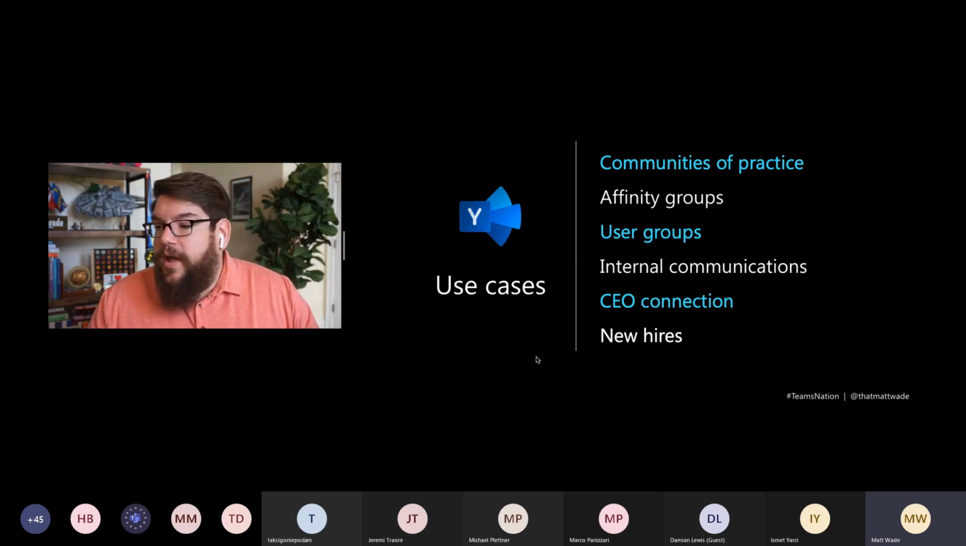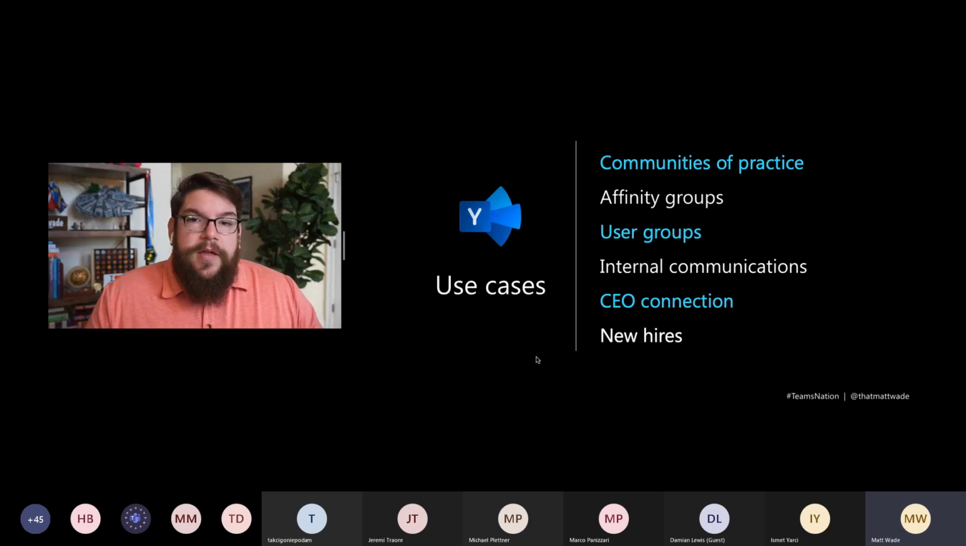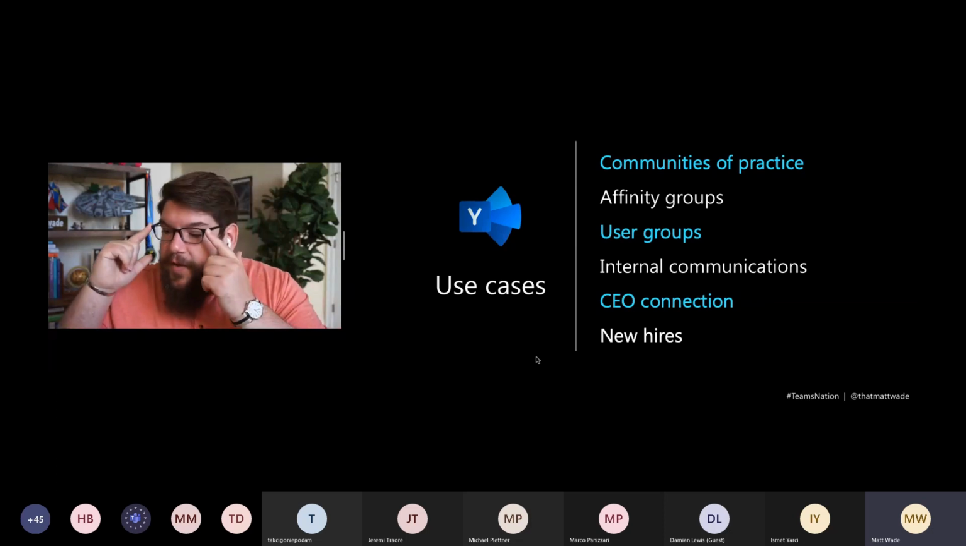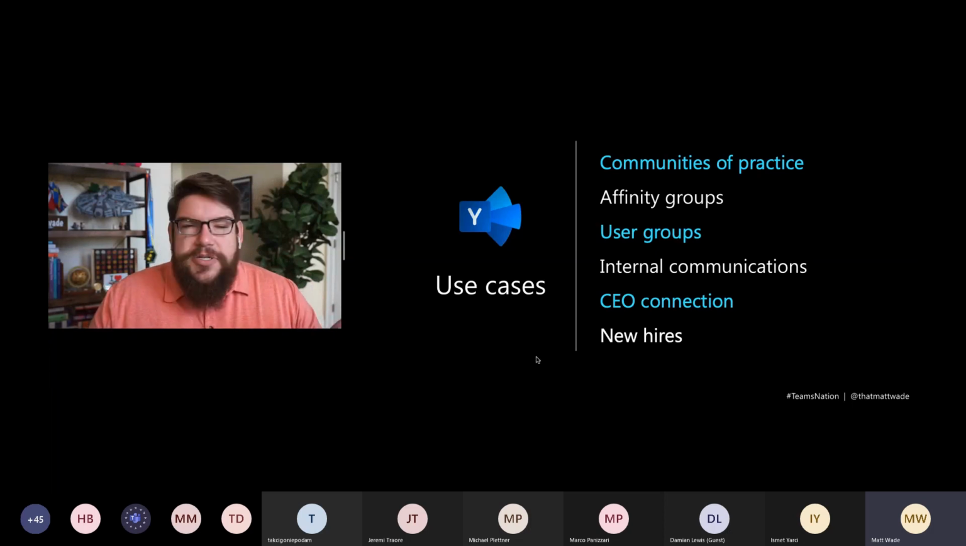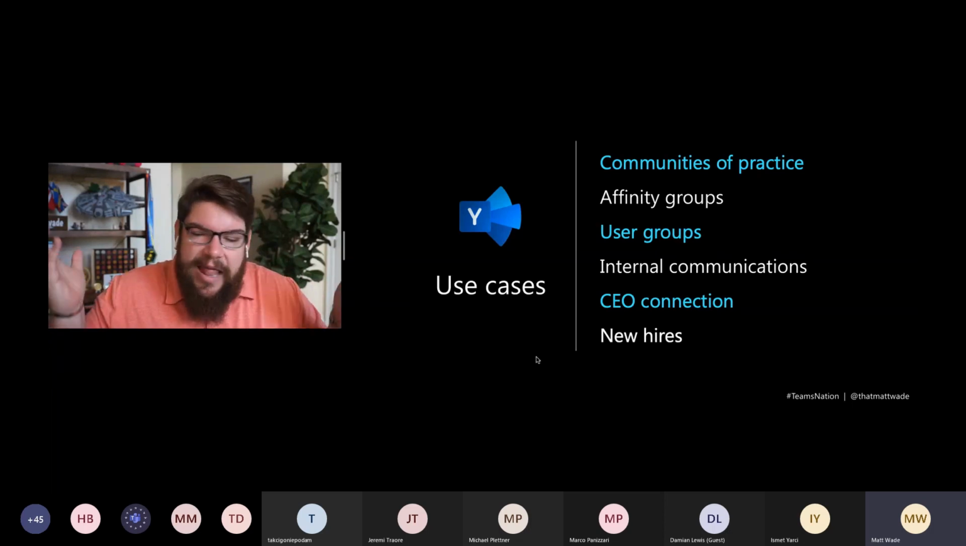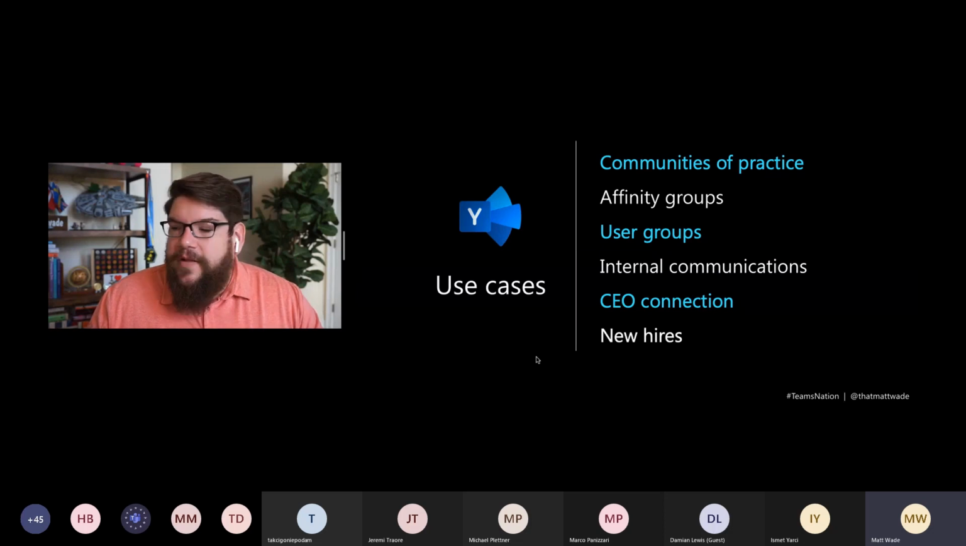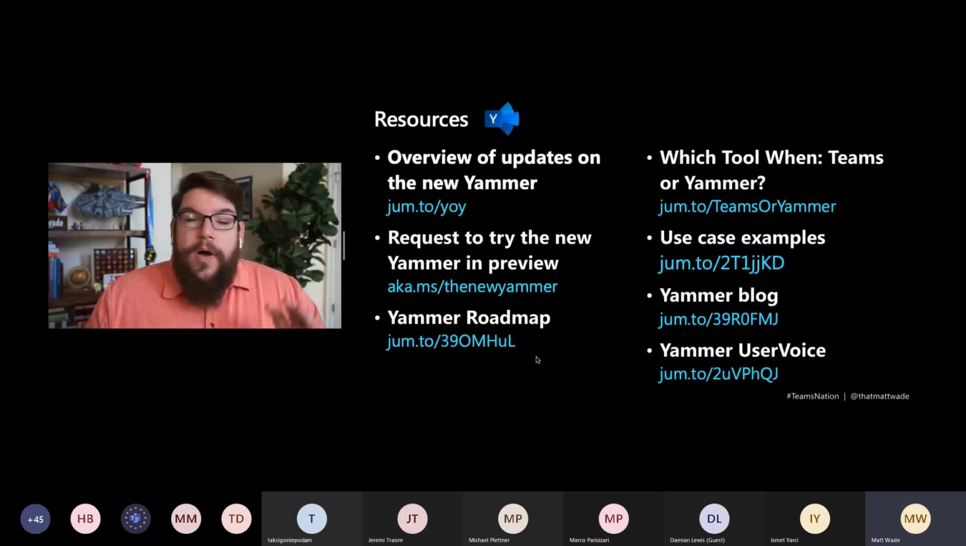Affinity groups is another one. User groups, like I said, Excel. Internal communications is becoming big because people can then comment, although I do know in plenty of organizations they don't want anybody to comment, so you kind of have to weigh that for yourself. New hires, the CEO connection is one that comes up a lot from Microsoft. I don't know. But the new hires one, that's definitely a good one. So a bunch of resources for Yammer as well if you're interested.